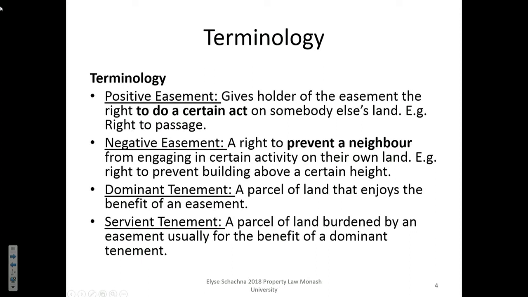So when you want to think of an easy way to remember the difference between a DT and an ST, think of the ST as being the one who's serving, okay, who's being burdened, whilst the DT is the one that is being benefited as a result of the easement.